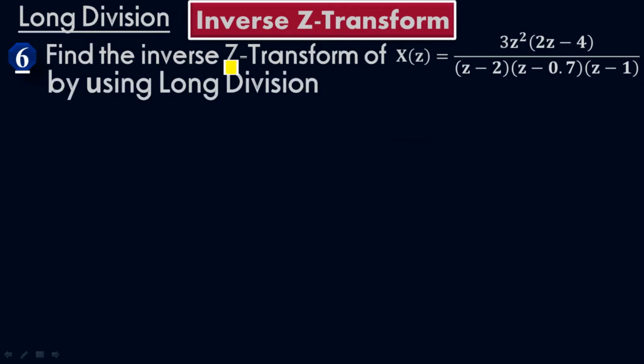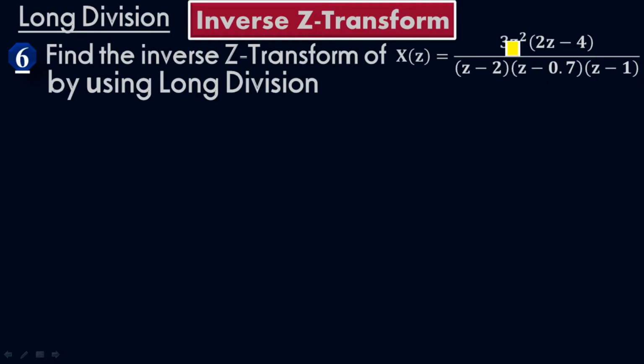Look, the signal has been given in the frequency domain. It is in the z domain. Z domain means frequency domain. We need to find its inverse by using the long division method. First, take the product in the denominator among these three terms.